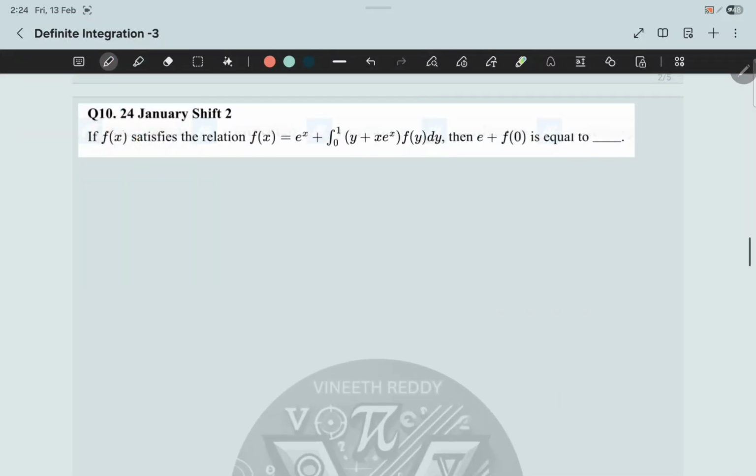Next question, it says, if f(x) satisfies the relation f(x) equals e to the power x plus the integral 0 to 1 of (y plus x) e to the power x f(y) dy, then e.